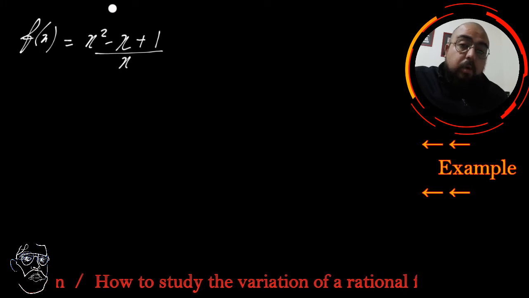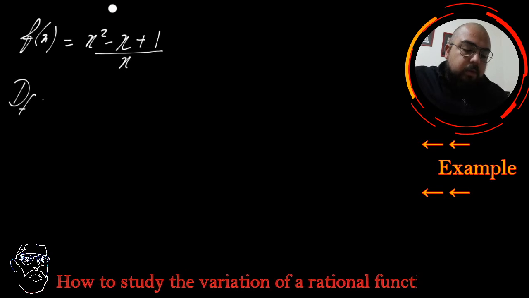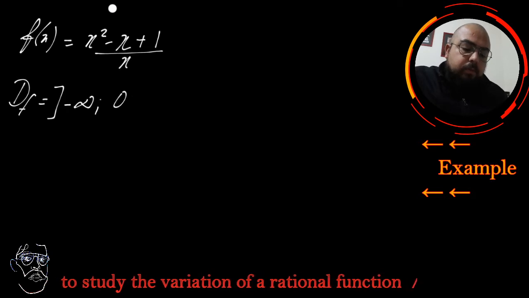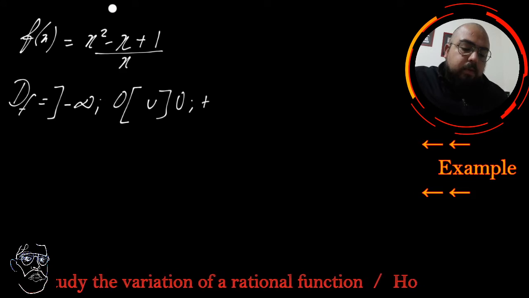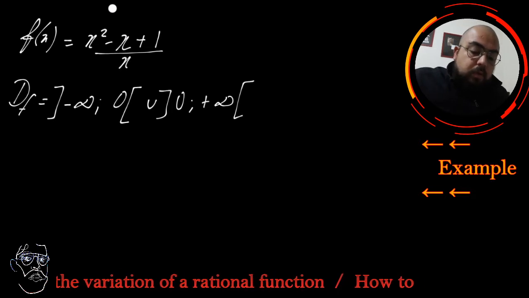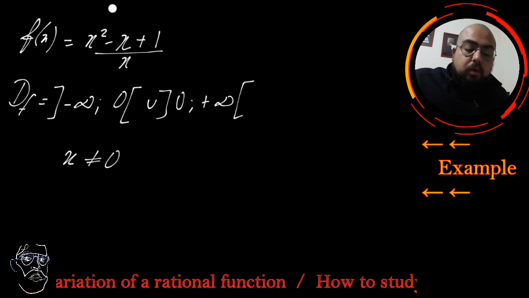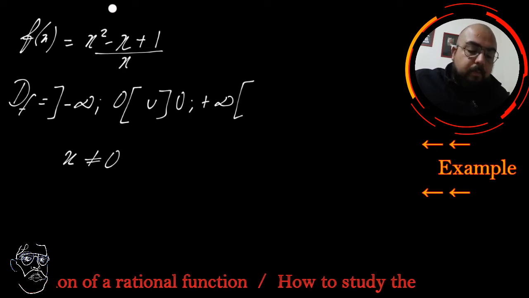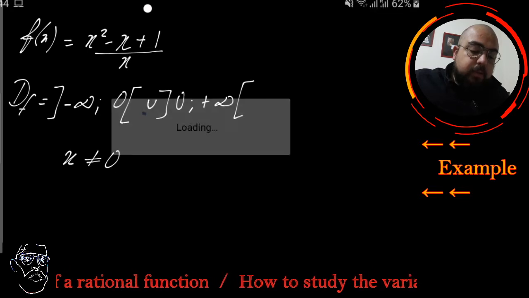The first one is to talk about the domain of definition. In this case, your domain of definition is from minus infinity to 0 union from 0 to plus infinity, because x, which is the denominator, should be different than 0. So I will have to exclude this value, which is 0. Once I have done the domain of definition, I can directly talk about the limits.